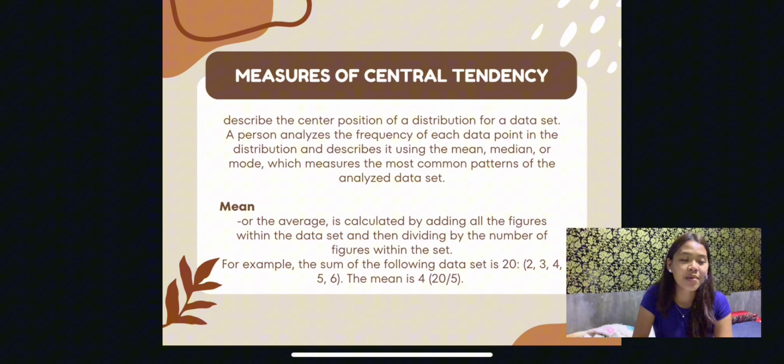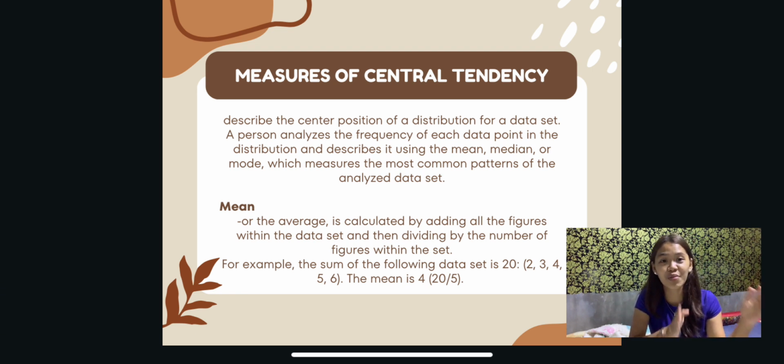So, the mean is the average. We solve the mean by adding all the figures within the set. For example, we have a data set of 2, 3, 4, 5, and 6. When we add them, we have the sum 20. Since we have 5 figures within the data, we divide the sum 20 by 5, which is 4. So, the mean is 4. That is how we get the mean.